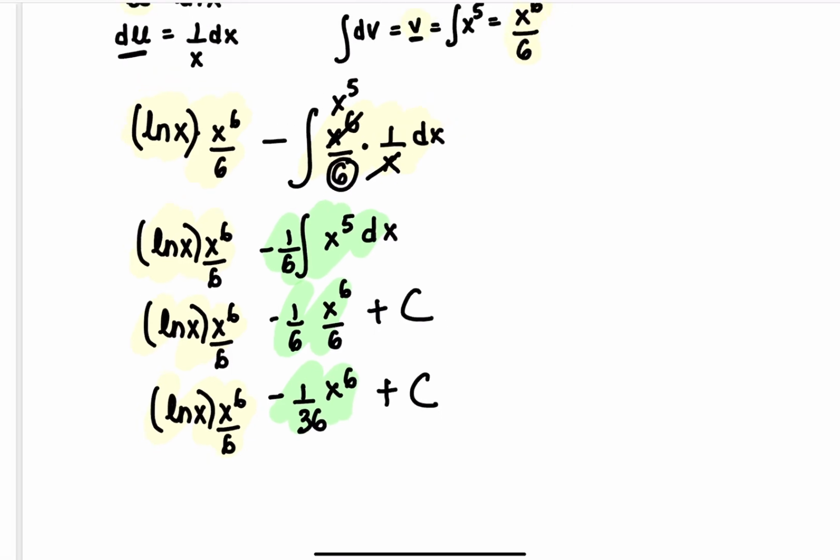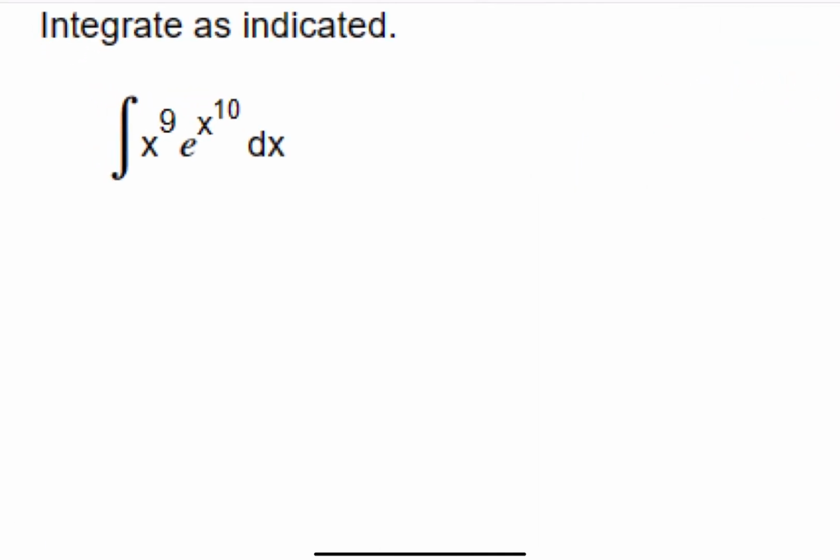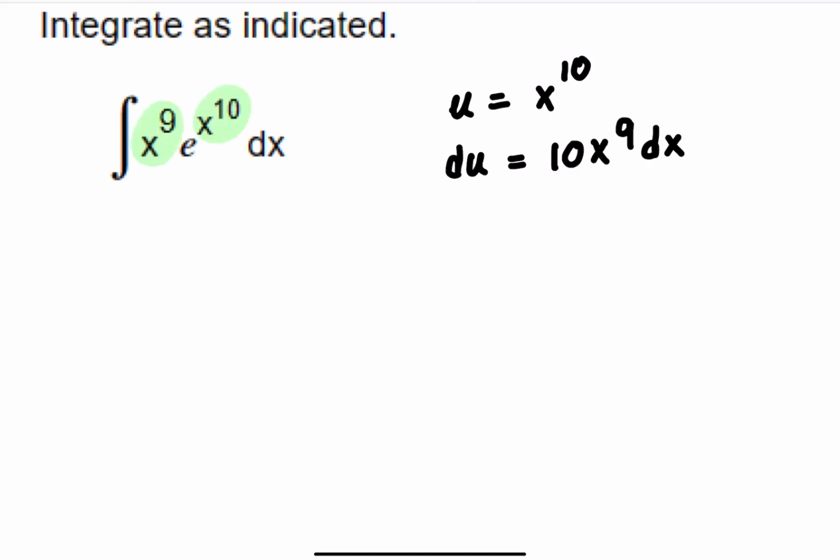Let's take a look at the next one. Now they're asking us to integrate. Before you integrate, do not forget your substitution. So you have u is equal to x to the power 10. So your du is 10 x power 9 dx. What's missing here? I have my x power 10. I have my x power 9, but this 10 is missing. So that's not a problem.